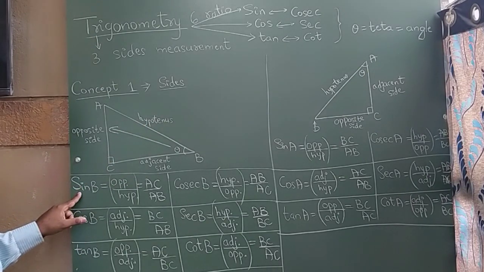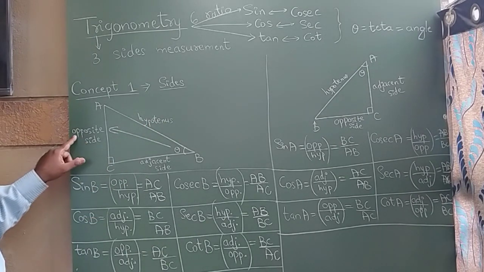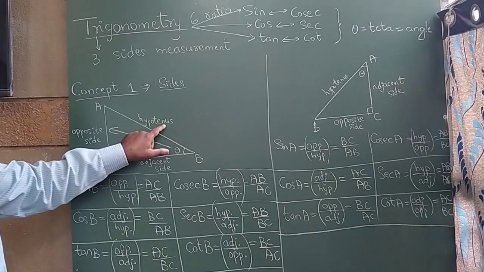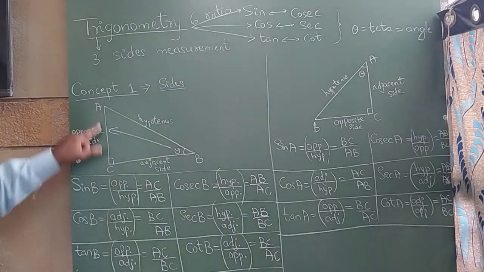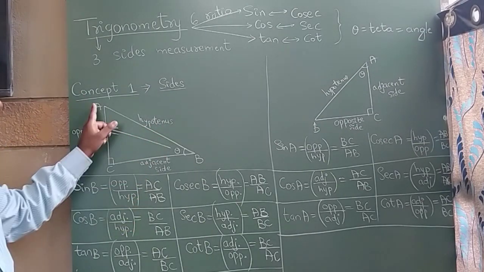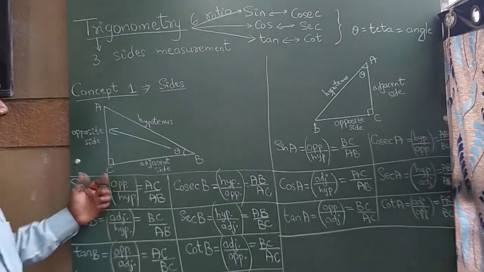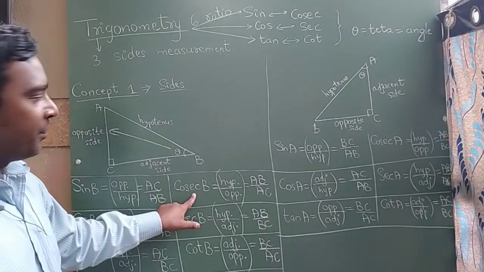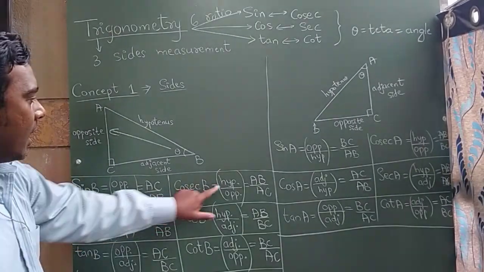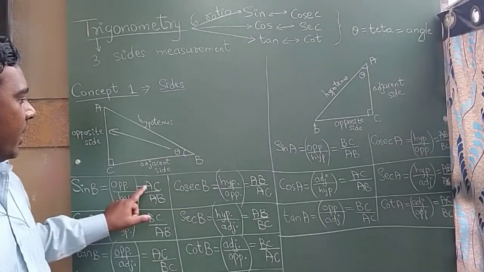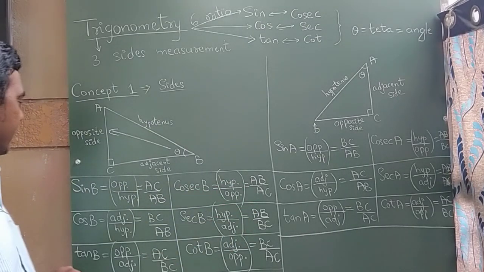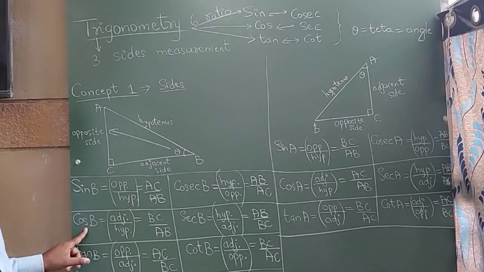But if I take sine B, then the formula is opposite side upon hypotenuse. Okay, now what is opposite? It is AC. Hypotenuse is AB. Reverse of sine is cosec. You can see here, hypotenuse upon opposite. So AB upon AC.